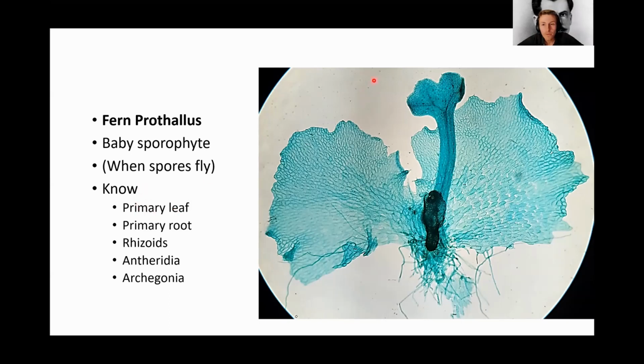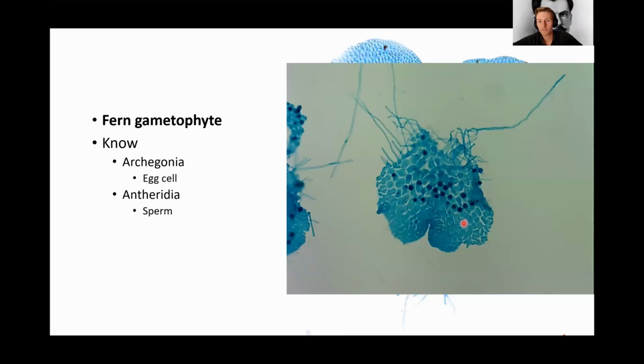So know that this is the primary leaf right here. Primary leaf that's going to photosynthesize and do all that stuff. The primary root is more down here, like right here, I think. The rhizoids are right here. This is kind of where the rhizoid is forming. And the antheridia would be over here. Can't see them right now, but they're over here. And the archegonia are over here, as always. That's just what it is.